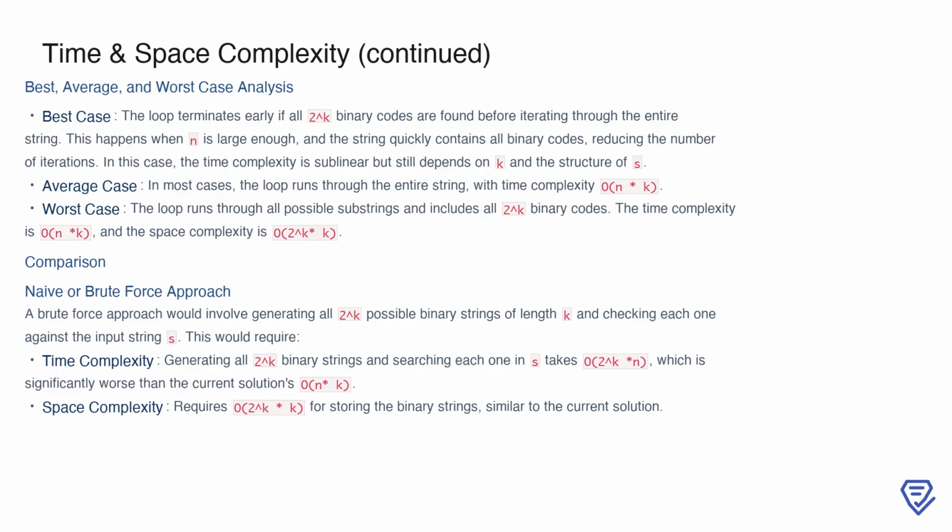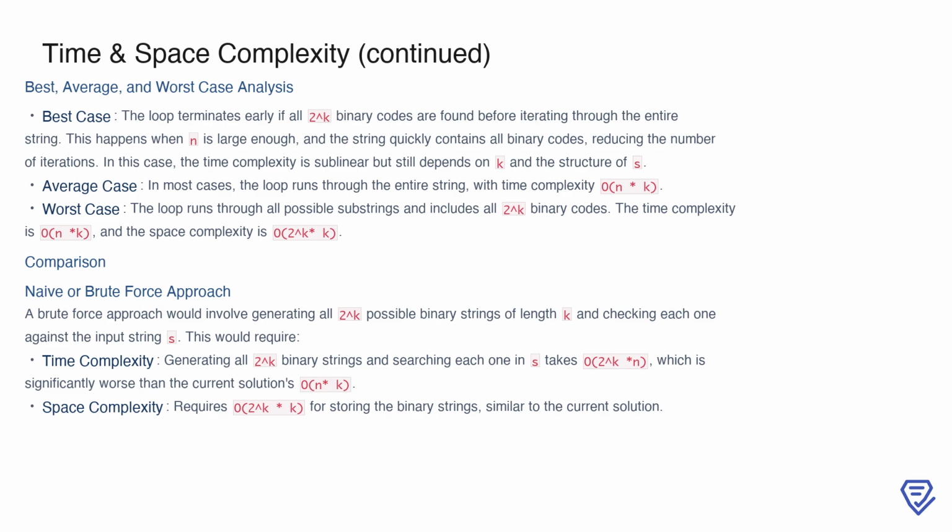When analyzing the best, average, and worst cases, we find that the algorithm's performance depends on the input string and the value of k. In the best case, if the string quickly contains all 2^k binary codes, the loop terminates early, and the time complexity becomes sublinear, though it still depends on k and the structure of the string. In the average case, the loop typically iterates through the entire string, yielding a time complexity of O(n*k). In the worst case, the loop processes all substrings and includes all 2^k binary codes, resulting in O(n*k) time and O(2^k * k) space.